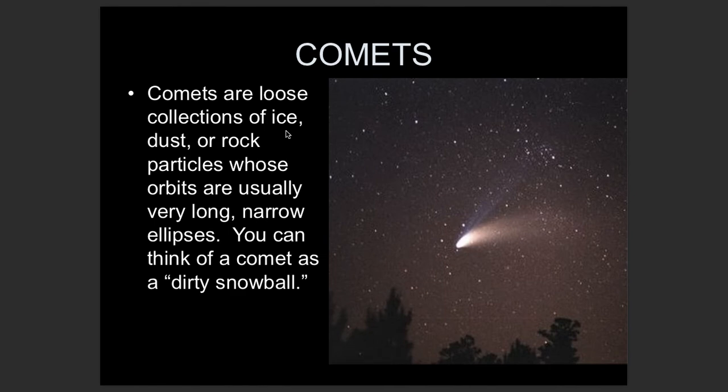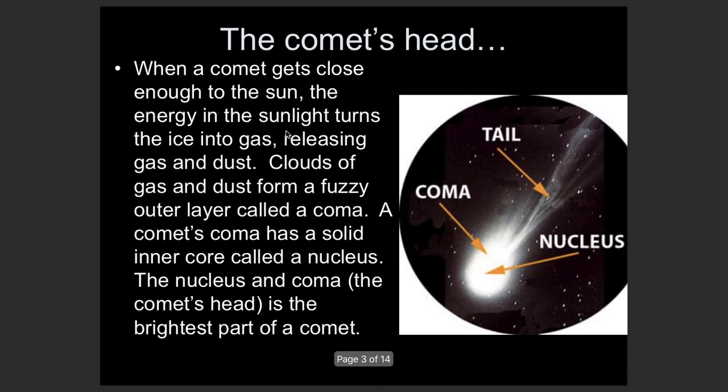All right. Comets are loose collections of ice, dust, and rocks that travel across our solar system, and their orbits are usually very long and narrow. You can think of a comet as a dirty snowball, because that's what it is. They're big chunks of ice, and they originate from the outer regions of the solar system.